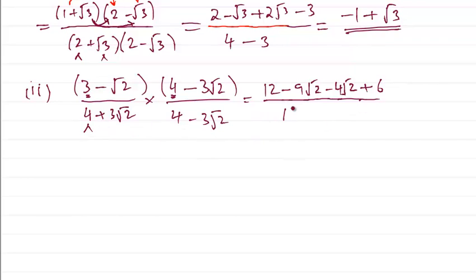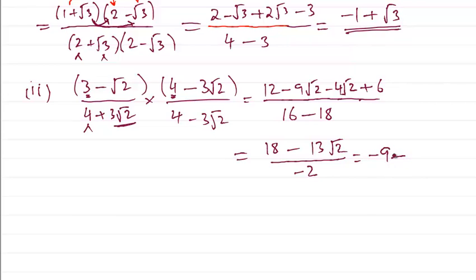Bottom, square it, minus square this, going to be 9 times 2, 18 minus 13 root 2 divided by minus 2. This will change it to minus 9. Second part is just fraction, 13 over 2 root 2.